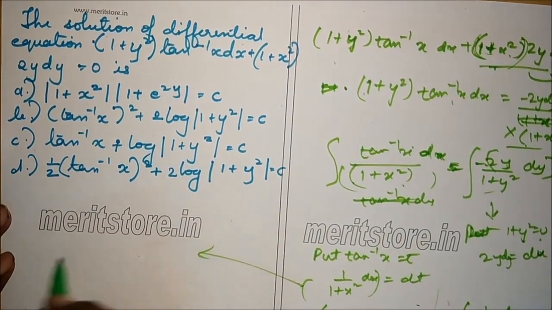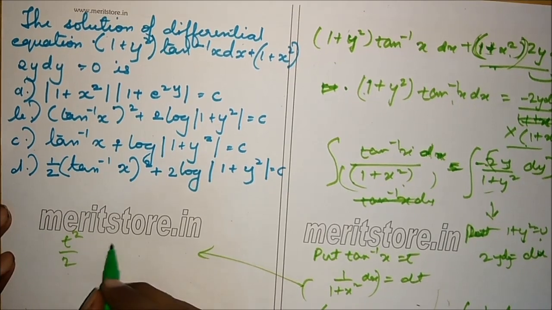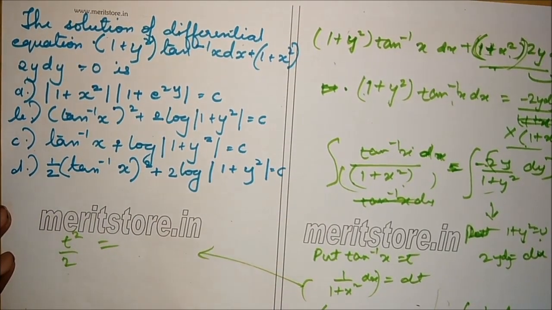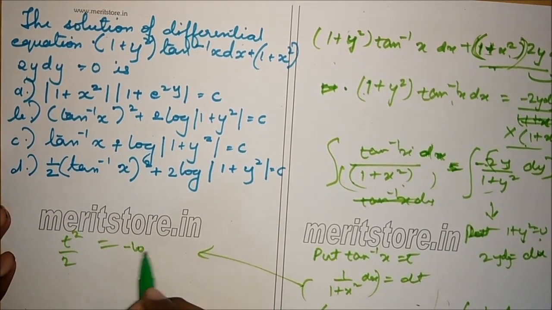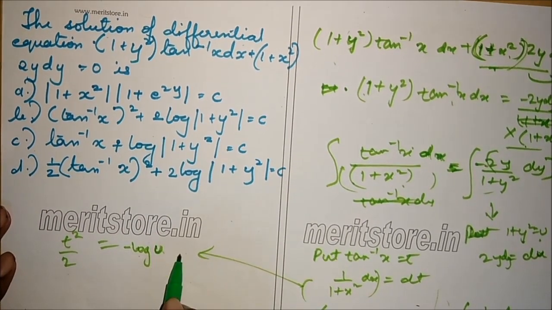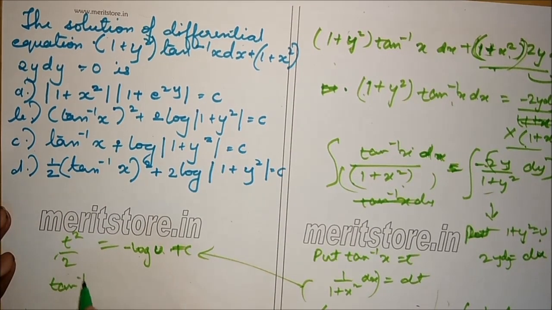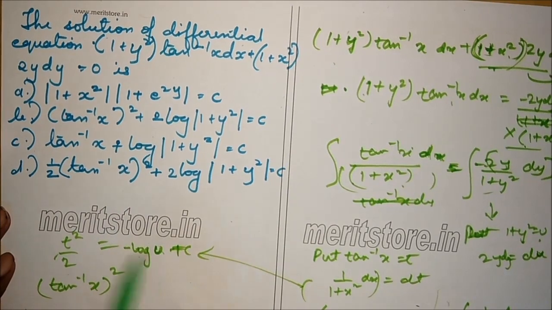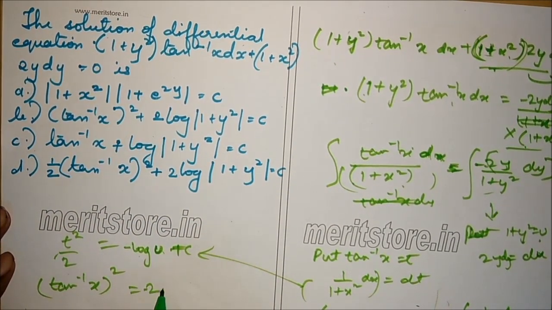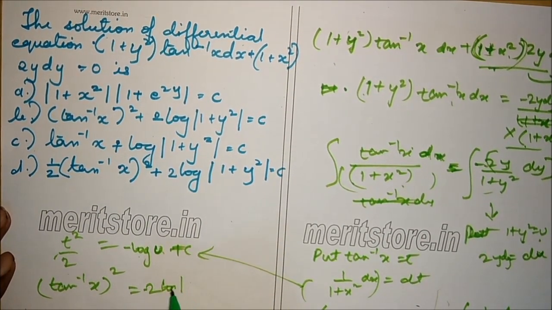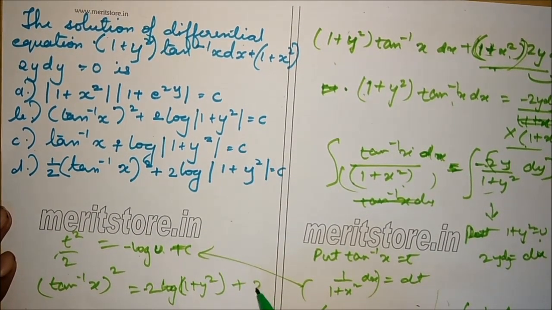We'll get integration of t as t square by 2, and integration of 1 by u is log u. So with the negative sign, this will be minus log u plus c, a constant. Now t is tan inverse of x, so this will be tan inverse of x the whole square, and simultaneously we multiply throughout by 2. So this will be minus 2 into log of, now u is 1 plus y square, so 1 plus y square plus 2c.